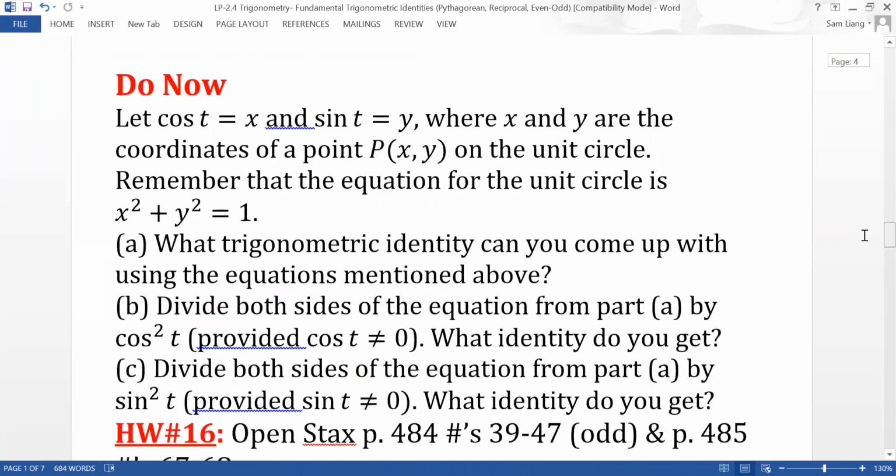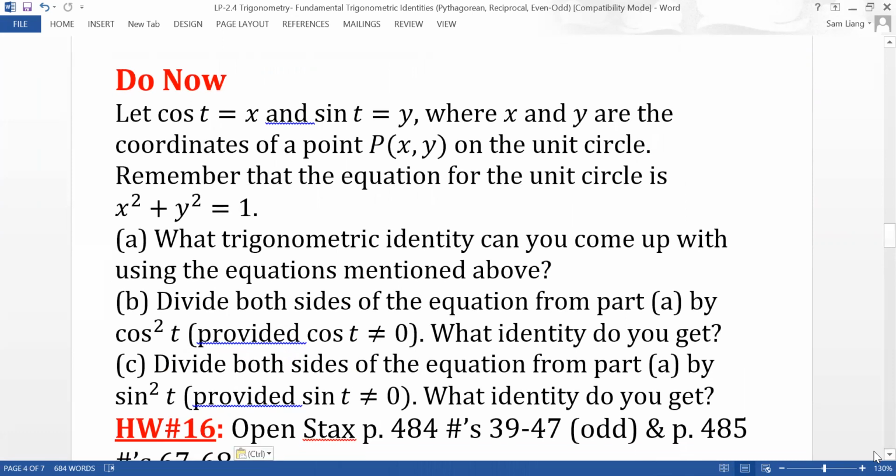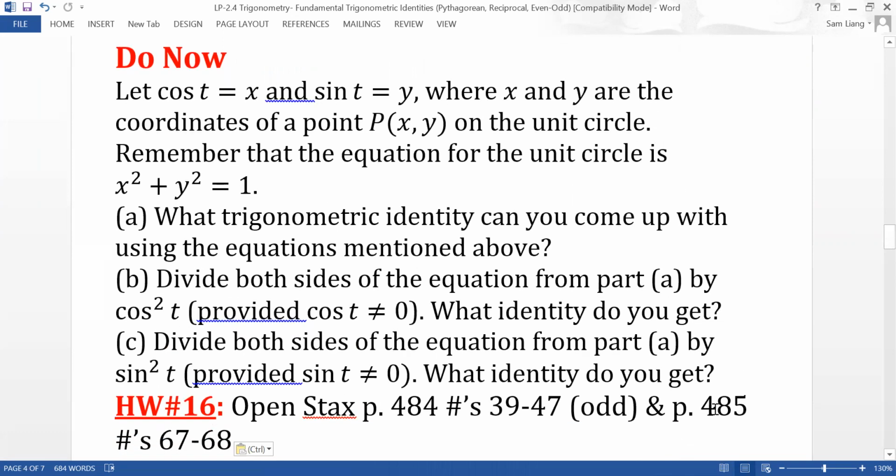So let cosine t equal x and sine t equal y, where x and y are the coordinates of a point xy on the unit circle. Remember that the equation for the unit circle is x squared plus y squared is 1. Part A. What trig identity can you come up with using the equations mentioned above? Okay, so using this equation and then these equations.